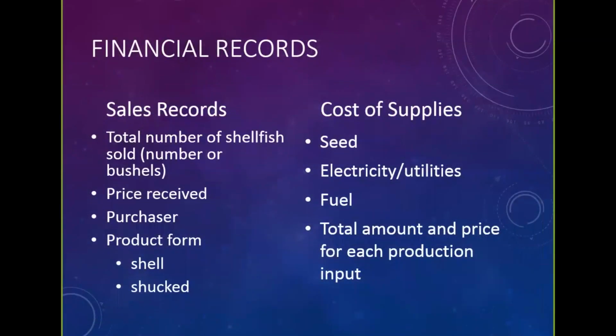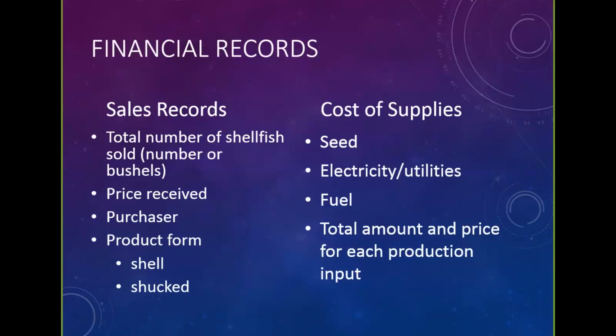And then we've got financial records. So sales records, the total number of animals that you've raised and sold, and whether you do it by the pound, by the each, by the bushel, the price you received, who you sold it to, what form was it in? Did you head off macrobrachium, whole macrobrachium, frozen, boxed on ice, shelled product, shucked product, whatever it is? Write it down. And then that way you can keep track of when that person pays you, which is always a good thing in your business, is to get paid for your product.